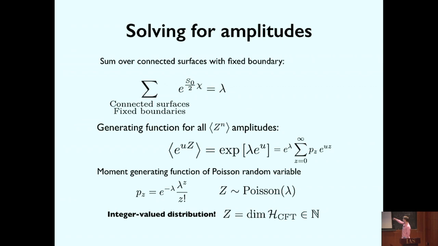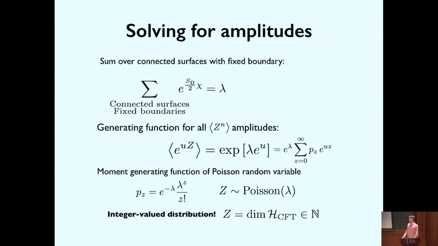So I expand it in powers of little z. Just do a Taylor expansion with these coefficients. And now I can interpret this as an ensemble of some random variable z, which is distributed as a Poisson distribution with mean lambda. This was unexpected and magical and surprising, that this distribution has non-negative integer support.